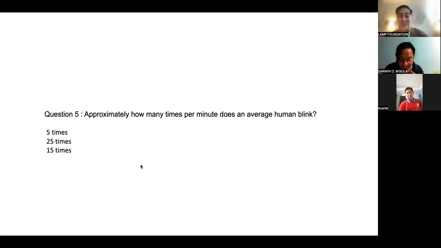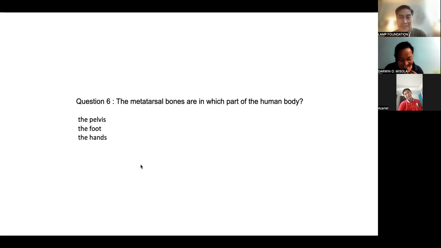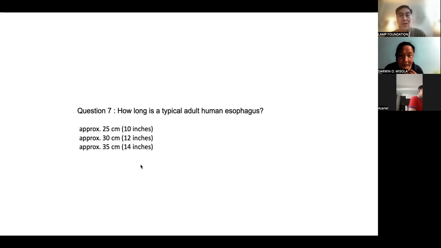Approximately how many times per minute does an average human blink? 25. No, grabe, ang dami naman. No. 5. No, too slow. 15 times. Research, 15 times. The metatarsal bones are in which part of the human body? The foot. How long is a typical adult human esophagus? 25 cm, or 10 inches.